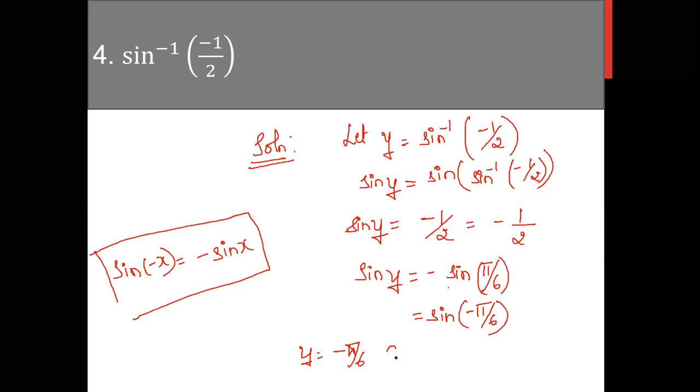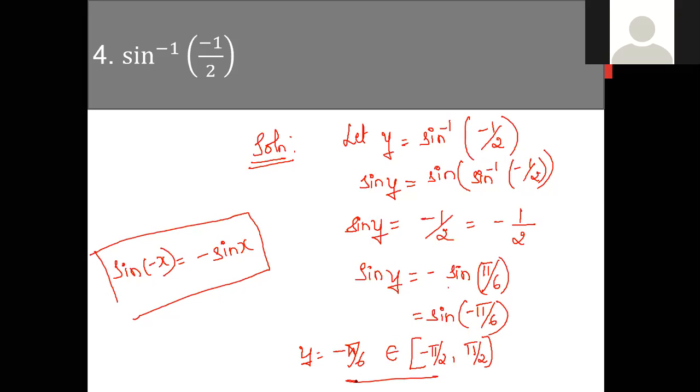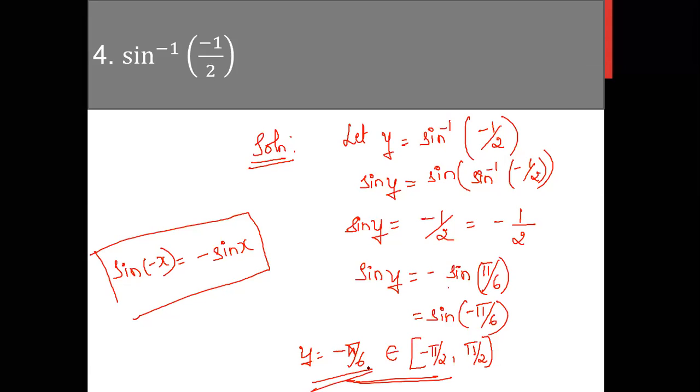Now check whether minus pi by 6 belongs to the principal value branch of sine inverse function. The principal value branch of sine inverse function is minus 90 to plus 90, and minus 30 clearly belongs. So your answer is minus pi by 6. Those who have done it, good students, and those who have missed some minus symbol, I hope you have understood. Have you understood this one? Did you understand this question, students?